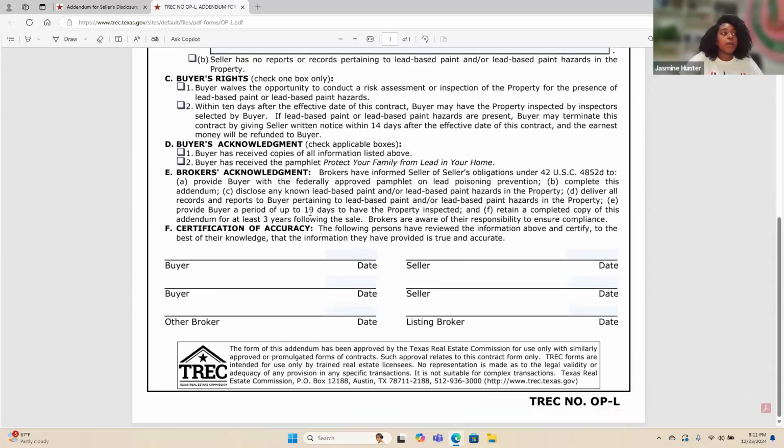Based on that answer, the buyer is then saying, I waive the opportunity to conduct a risk assessment, or I want to conduct a risk assessment. And did I receive the pamphlet for the Protect Your Family from Lead in Your Home, which would be given by the buyer agent? Okay. And did they receive copies of everything that the seller did disclose, and then everyone has to sign this.